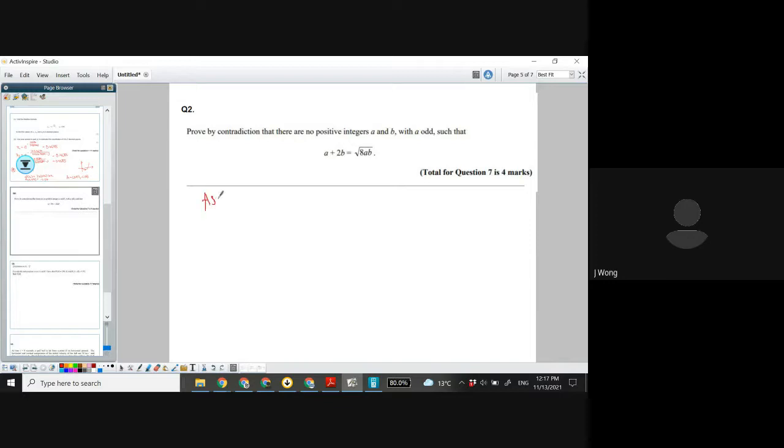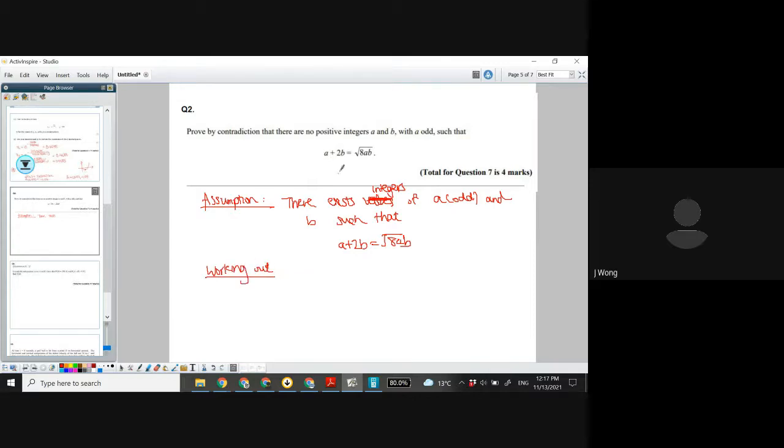Let's just write down the assumption, where the assumption is there exist values of a and b, integers, with a odd, such that this equation holds. Fine. Okay, so here's my working out right now.